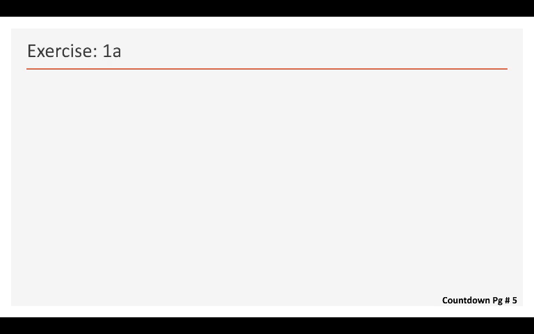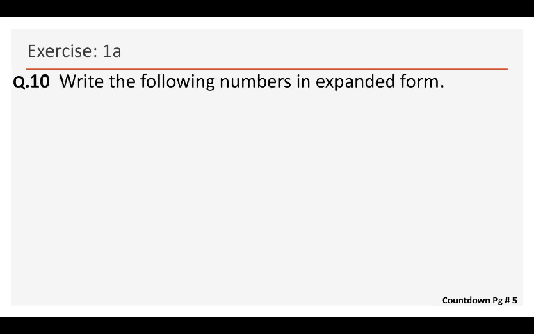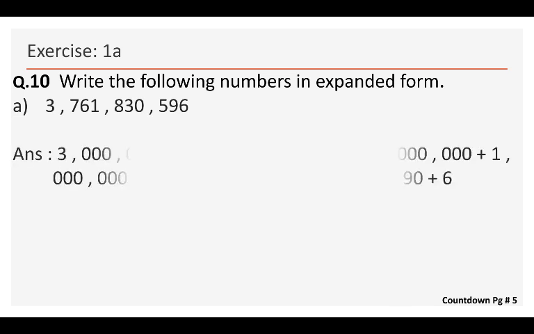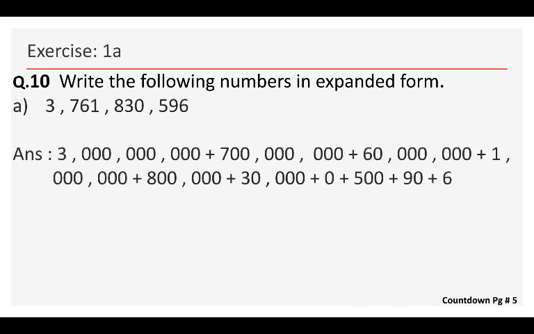Last question, that is question number 10. Write the following numbers in expanded form. Expanded form means that you have to expand the number in this way. Part A is 3,761,830,596. So students, there is a hint for you. How will you write down this number in expanded form? First you have to write down the first digit, that is 3. After 3 you can see that there are 9 digits. So you will put 9 zeros.